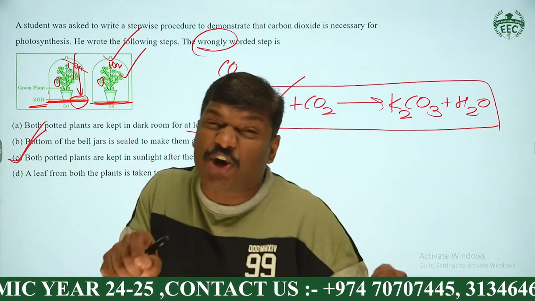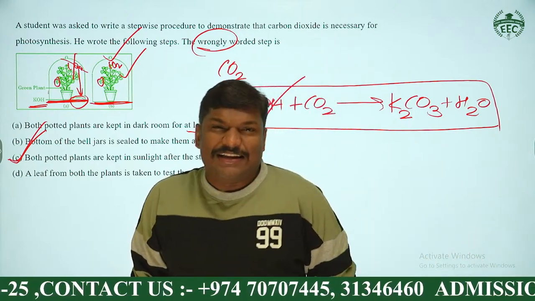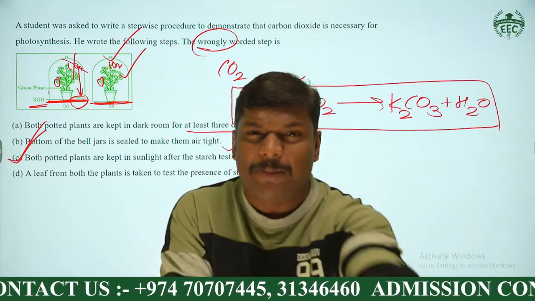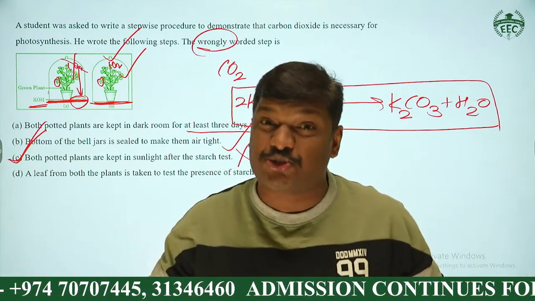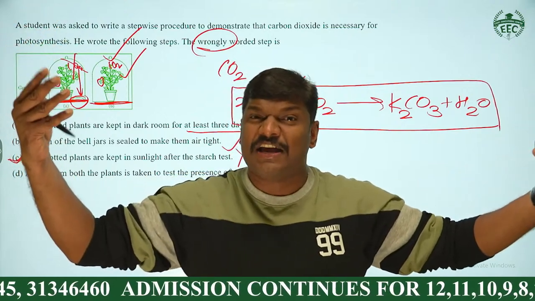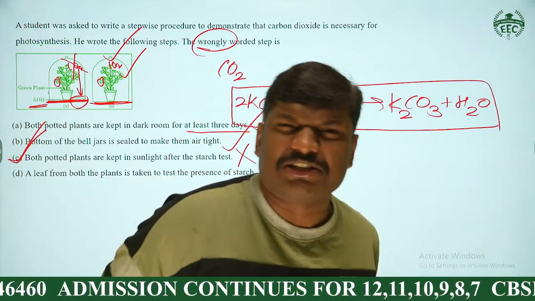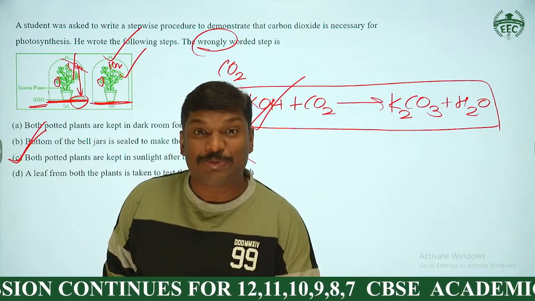What is the speciality of photosynthesis in desert plants? In desert plants, what is the speciality, my dear student? For plants like cactus, the desert plants, it is not possible to open the stomata during daytime. Why? Because the transpiration rate is very high during the daytime, as the temperature is very high in the desert during daytime, right? So that is why, what will happen?